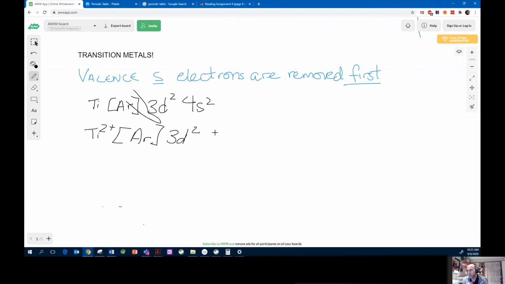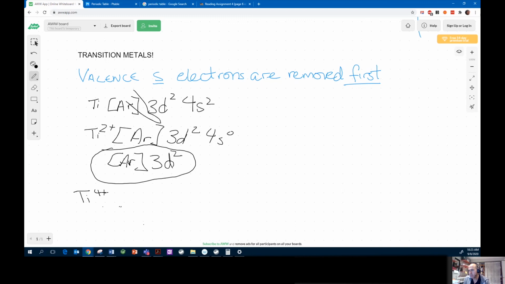3d2, 4s0. Now, here's the thing. You don't have to write the 4s0. There are no electrons in it, so we don't write it. We would just write argon 3d2, right? That's how you would write it. The other ion that titanium makes is titanium 4 plus, which is just argon.